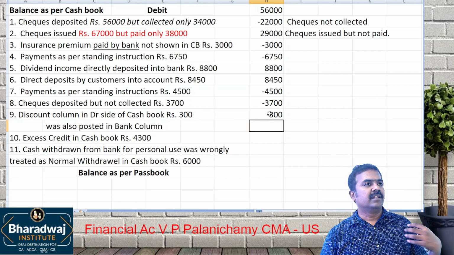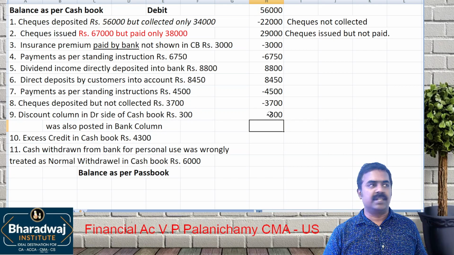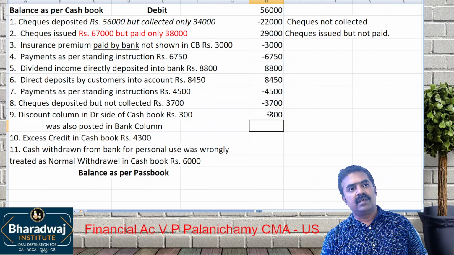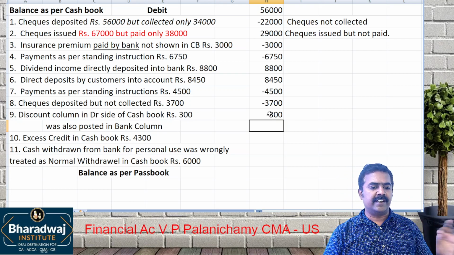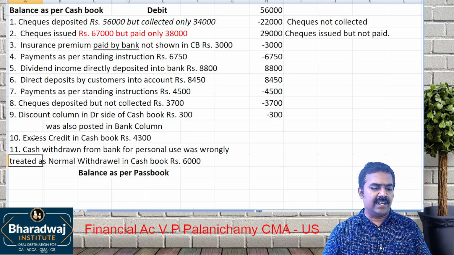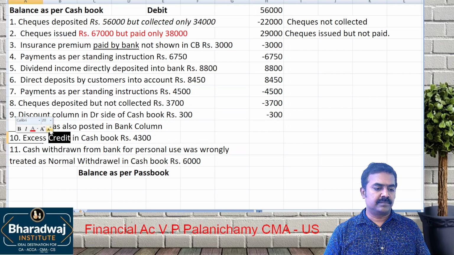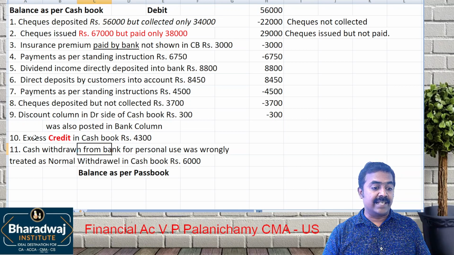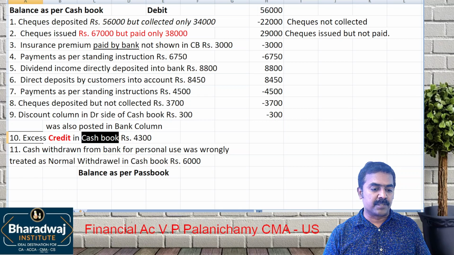Discount allowed, we have posted in the bank column. Because of this, what would have happened in the cash book? Our balance will be more by 300, so it is eliminated. Excess credit in cash book. Credit means deposit or withdrawal? Excess credit in cash book, not passbook.